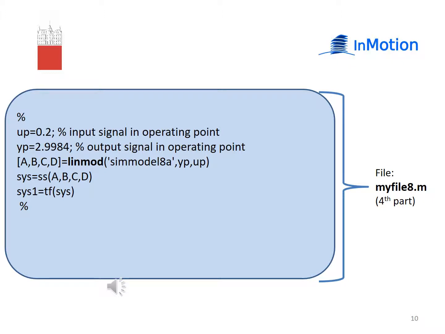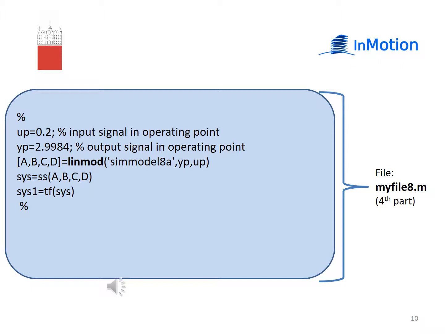In the next step, the existing myfile8.m was extended with the following lines, where UP presents the input signal in the operating point and YP is the output signal in the operating point. It is important to mention that in the operating point our system is in equilibrium. For the linearization purposes we then used the function linmod, which generates a linearized model in the state space form, namely the corresponding matrices A, B, C, and D.